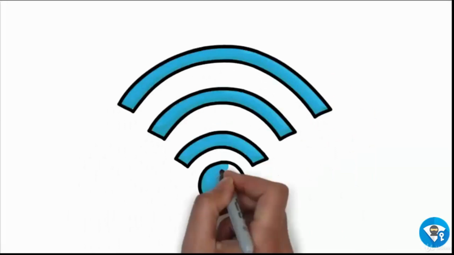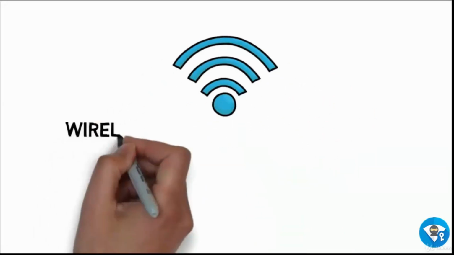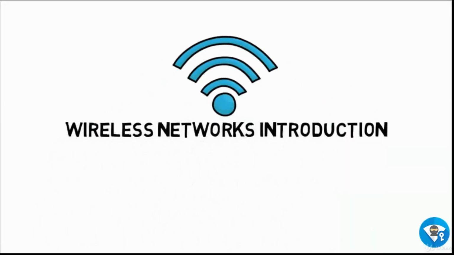Hello guys, welcome to this video. Now we are going to discuss wireless network introduction. Wireless networks are accessible to anyone within the router's transmission radius. This makes them vulnerable to attack. Hotspots are available in public spaces such as airports, restaurants, and parks, etc.